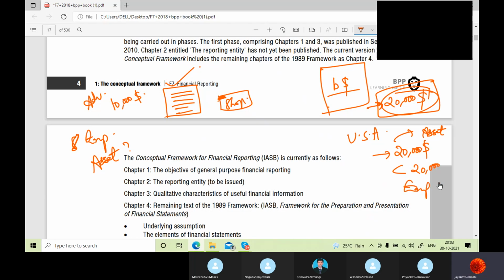All of you, please tell me, are you understanding? Yes, sir. So, sir, are you saying the rule-based means it is linked with the monetary rules? Yeah, they just make a rule: below this is an expense, beyond that is an asset.